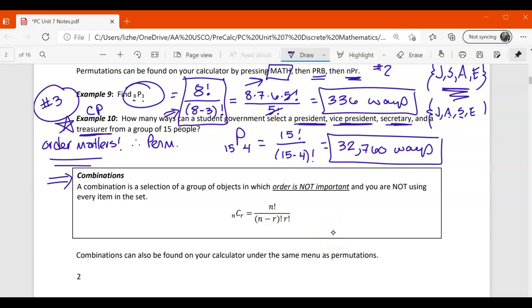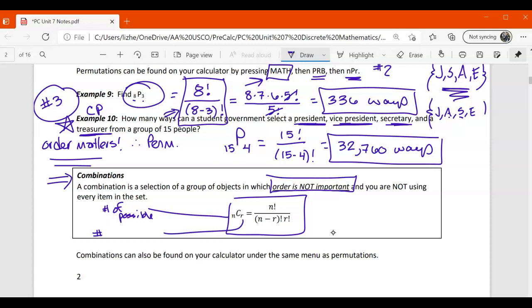So a combination is a selection of a group of objects in which order does not matter. Order is not important and you are not using every item in the set. Here is your formula. Again, N stands for the number of possible, and R stands for the number to use.